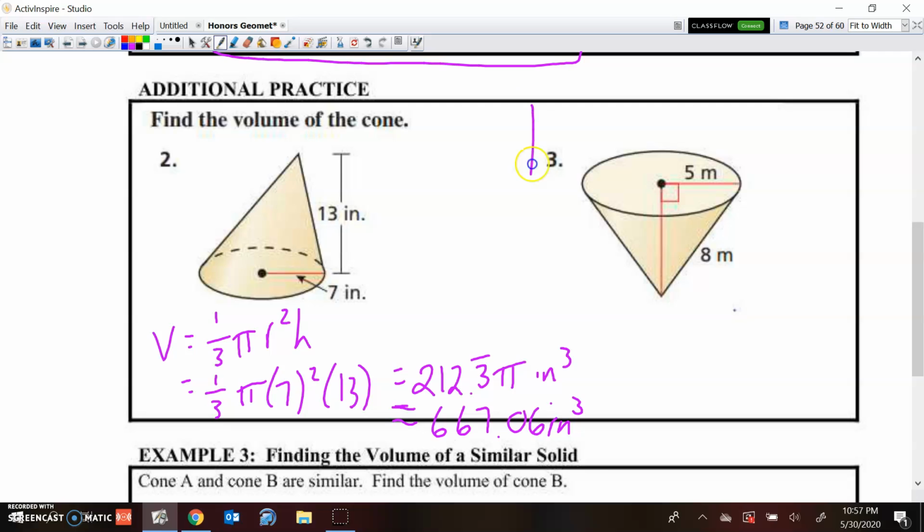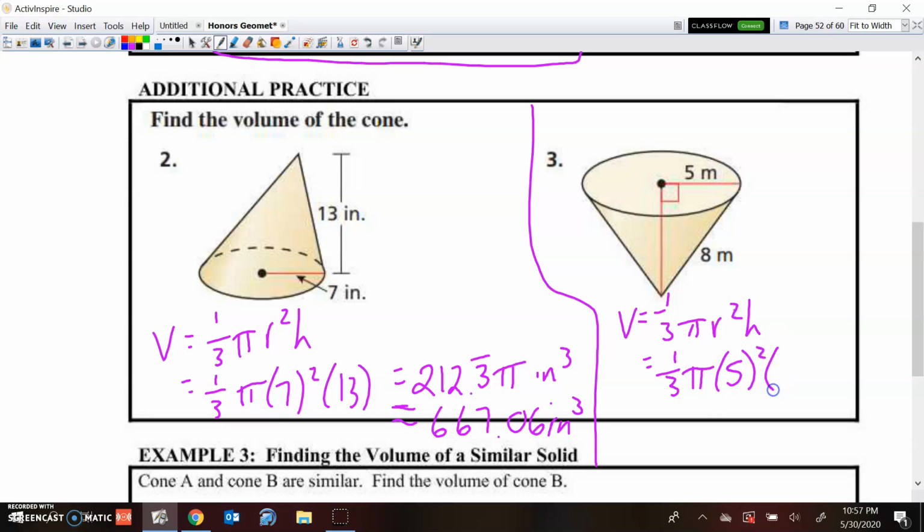In this one, just a tiny bit of extra work, but not too much. 1/3 pi r squared h. I know my radius is 5, so it's 5 squared. What I don't know here is the height, so I'm going to figure that out. But this is a right triangle. Right triangles never go away. I know some of you are smiling at that, maybe more of you than you would like to admit, because they're great.